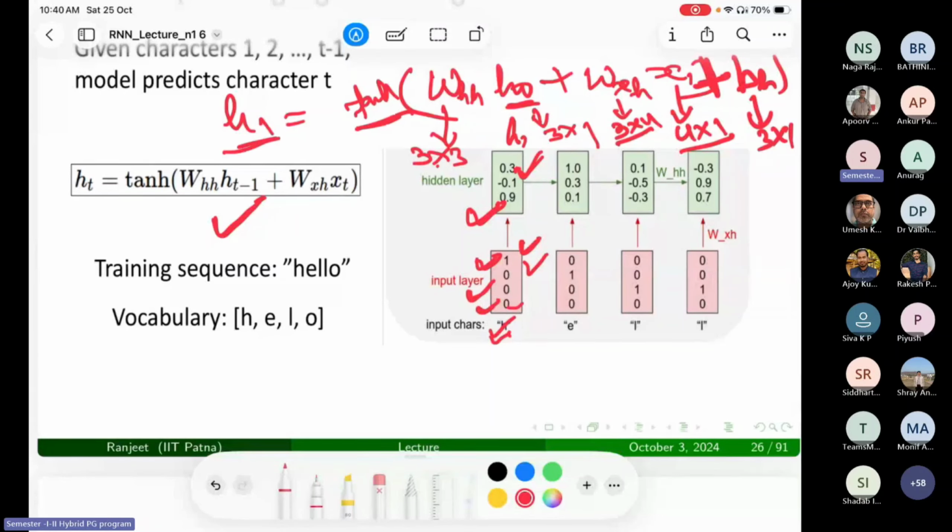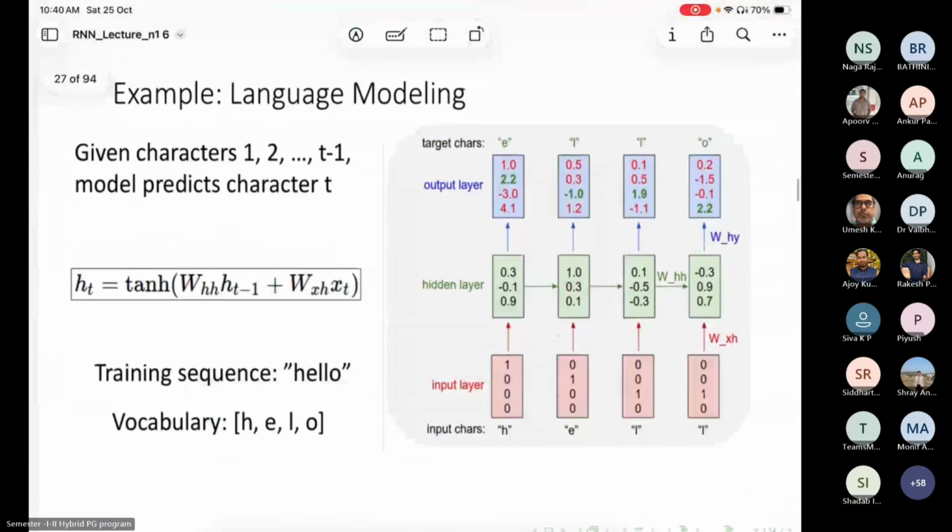Apply 10h, and that will give you h1. So this is the h1 that you are getting. In a similar manner, you can get h2, h3, h4. Now the thing is, for every state, for every input, you have to generate the next output, the next character.